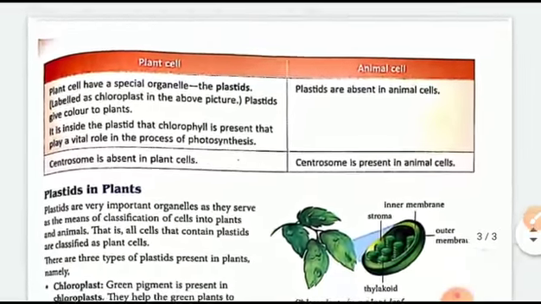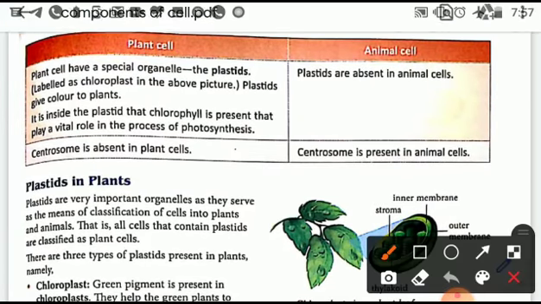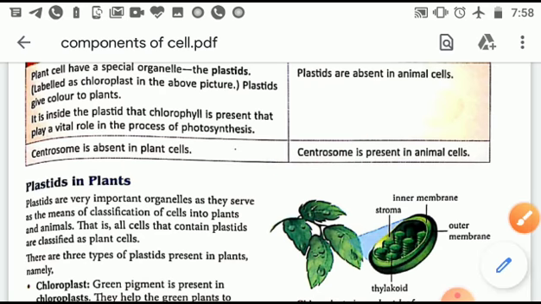Next we have the centrosome. Centrosome is not present in plant cells but it is present in animal cells. This is a special organelle found only in animal cells. Centrosome helps in cell division, and it helps in the formation of spindle fibers and of chromosomes. It is an important organelle present in animal cells.